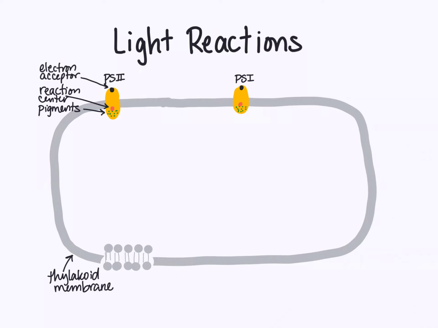Associated with photosystem 2, we have three additional proteins that make up something called an electron transport chain, and then we have an enzyme called ATP synthase. So we will draw those three proteins associated with the electron transport chain, and then we will draw that ATP synthase.